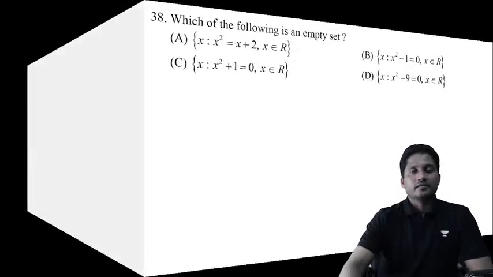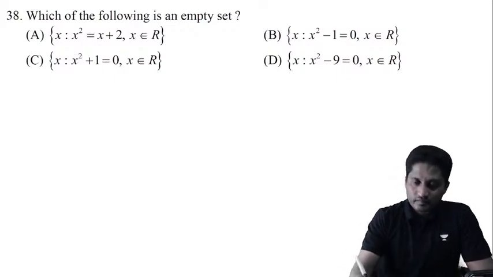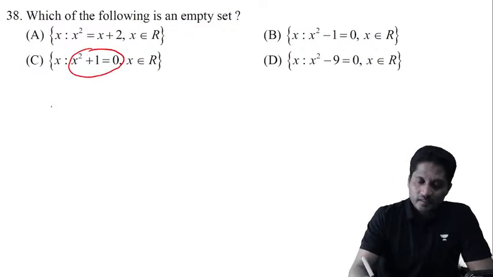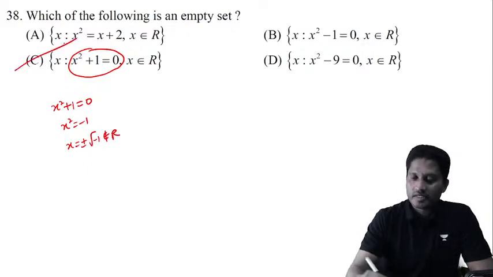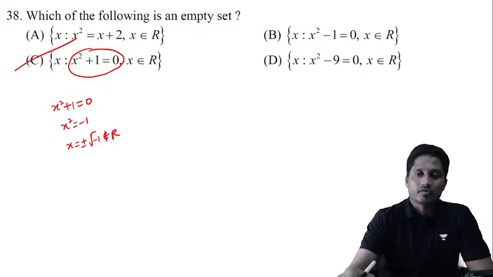Question number 38. Which of the following is an empty set? Which of the following is a null set? This is not possible, right? X square plus 1 cannot be 0. That is, x square is equal to minus 1, which means x is equal to plus or minus root of minus 1, and that does not belong to R. That's why it is option C only. Remaining all will exist. Null set is option C only.